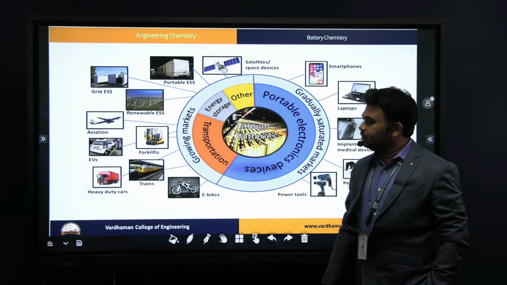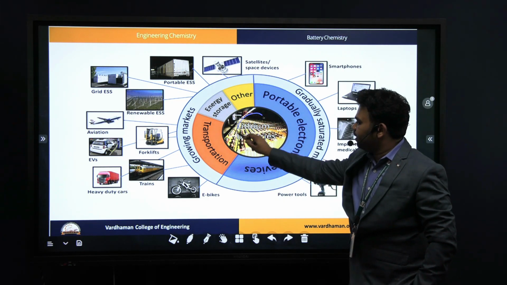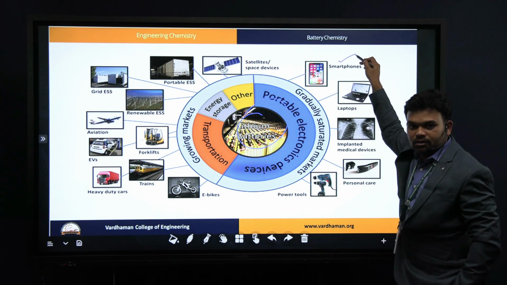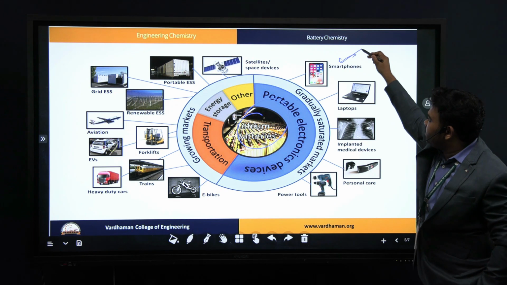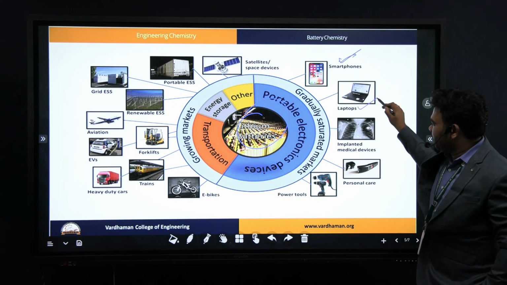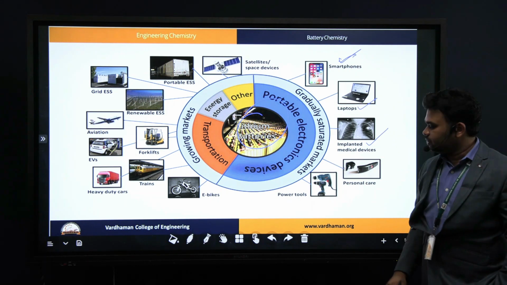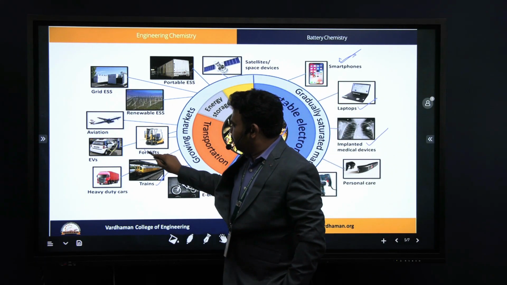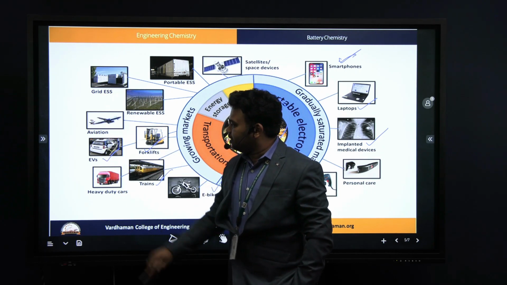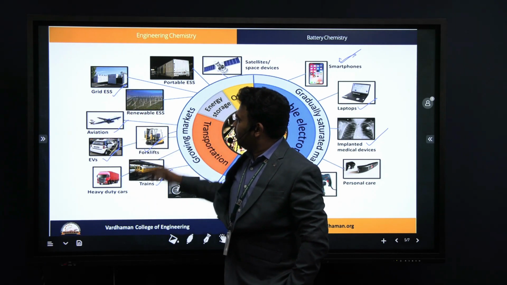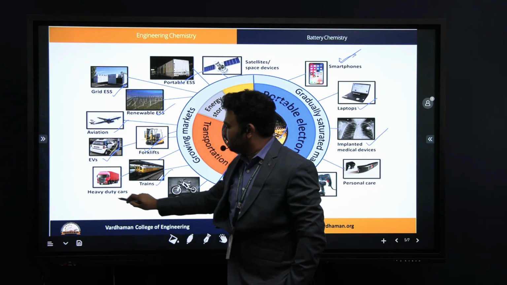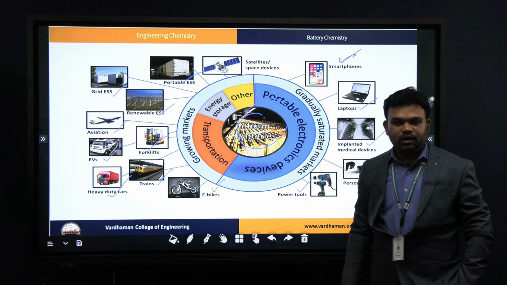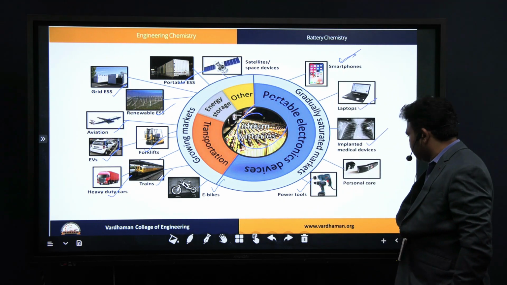Next, let us move to the applications of lithium ion batteries. In so many fields we can use them. Some examples are smartphones, which we use nowadays in different ways, laptops, many medical devices, power tools, e-bikes, trains, toys for kids, EVs (electric vehicles), aviation, grid, renewable ESS and portable ESS, and heavy duty cars. Like this, we observe so many applications of lithium ion batteries in our day-to-day lives.